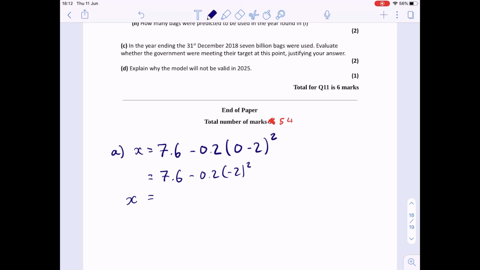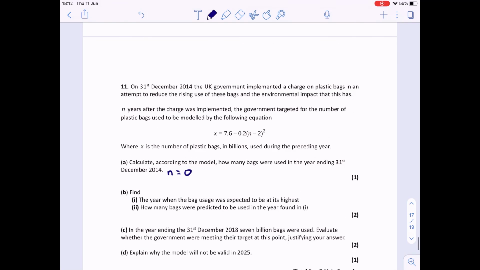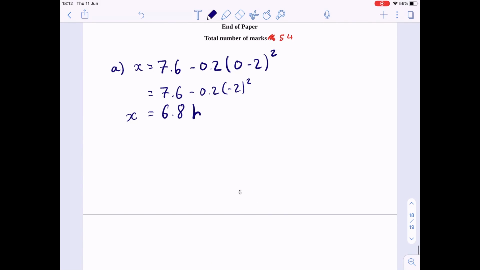Okay, and if I type that in on my calculator, 7.6 minus 0.2 times minus 2 squared, I get a value of 6.8. Now, because these questions are in context, it's always important to make sure your answers are in context. So x is the number of plastic bags in billions. So let's say 6.8 billion plastic bags.